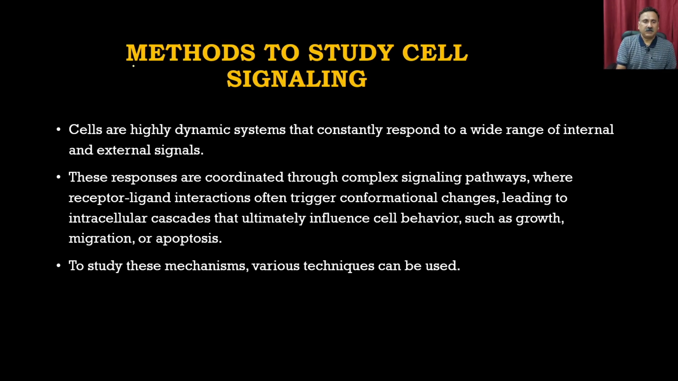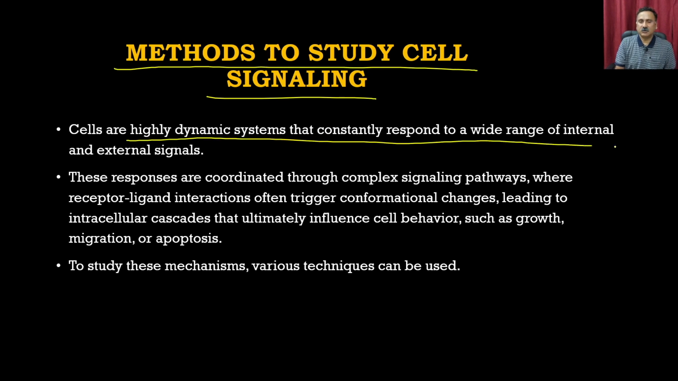So there are different methods available to study cell signaling, right? These are highly dynamic systems that constantly respond to a wide range of internal and external signals. Remember that cell signaling is a process which occurs continuously, and that's why you require a system which can allow you to study these events.